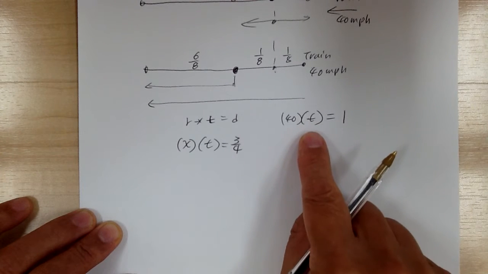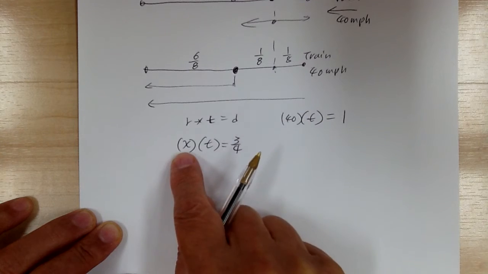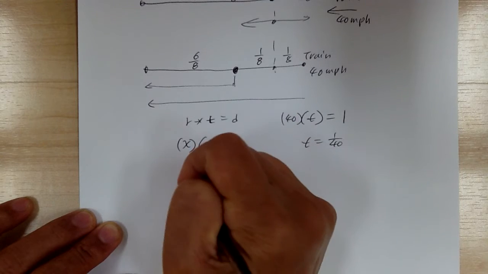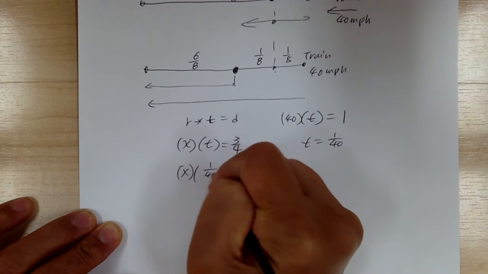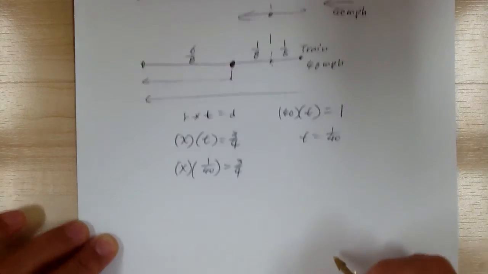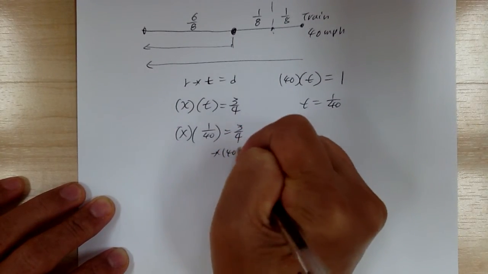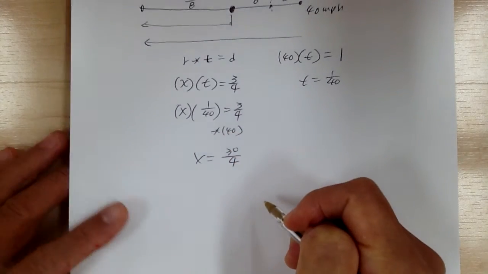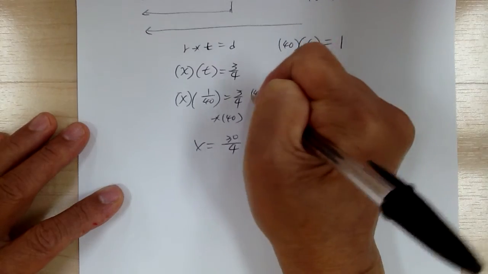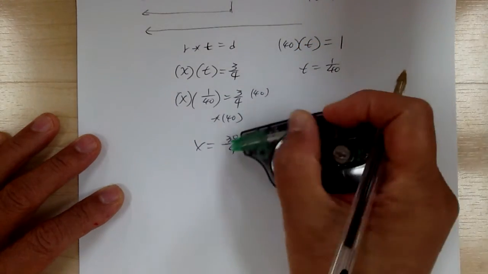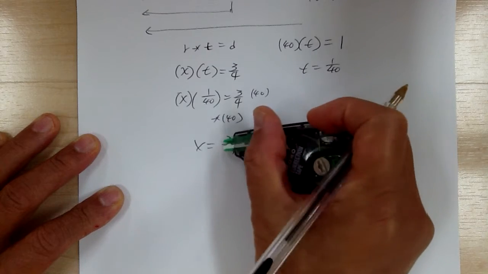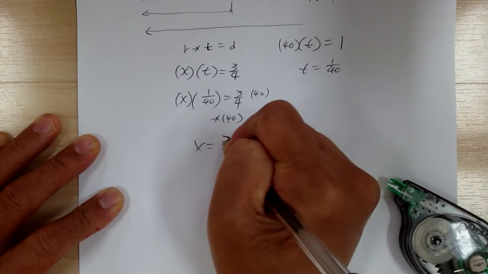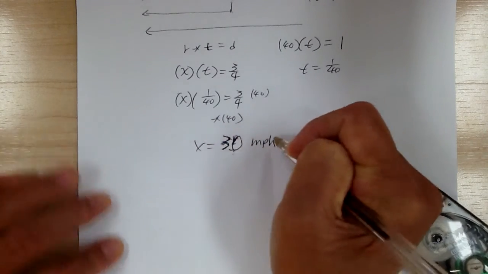So over here we can substitute the T into here, then we can find X. So T equals 1/40, then we can substitute this into here. So times it by 40. So X equals 30/4. Oh wait, times by 40. So it'd be 30 miles per hour.